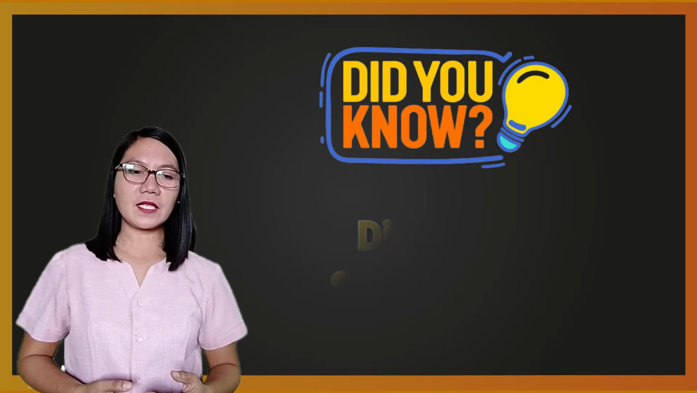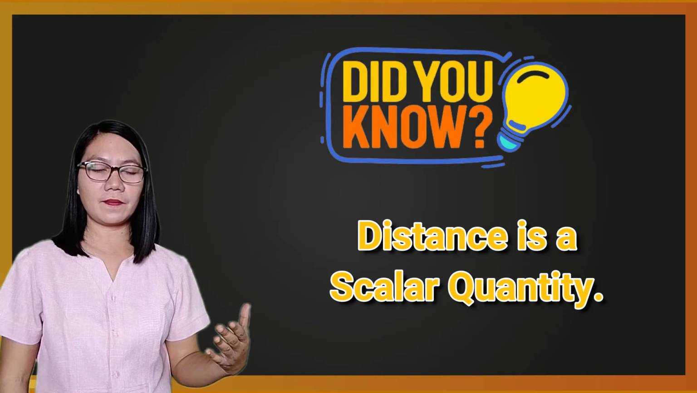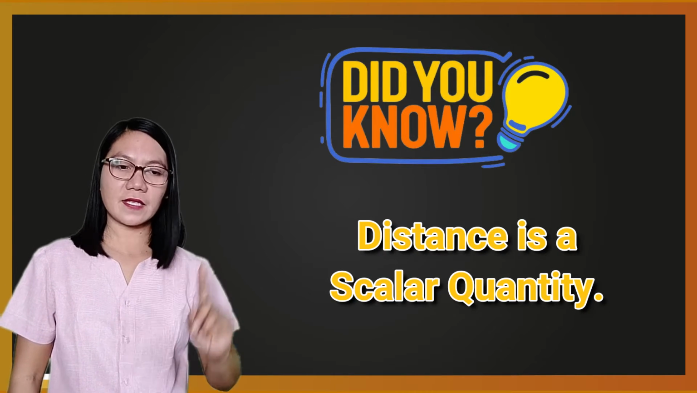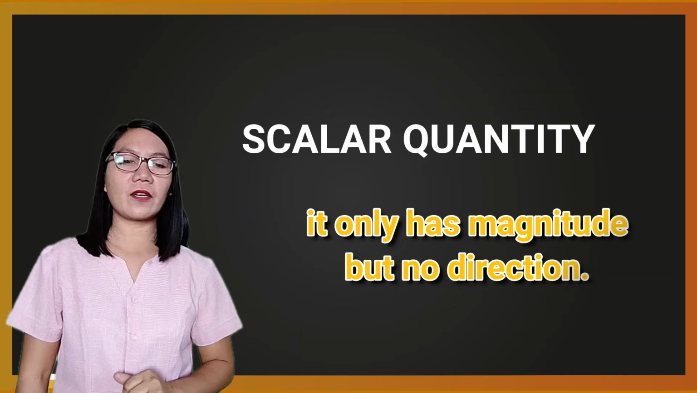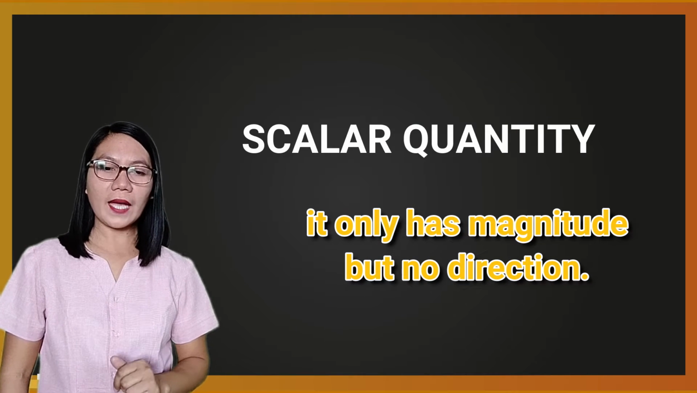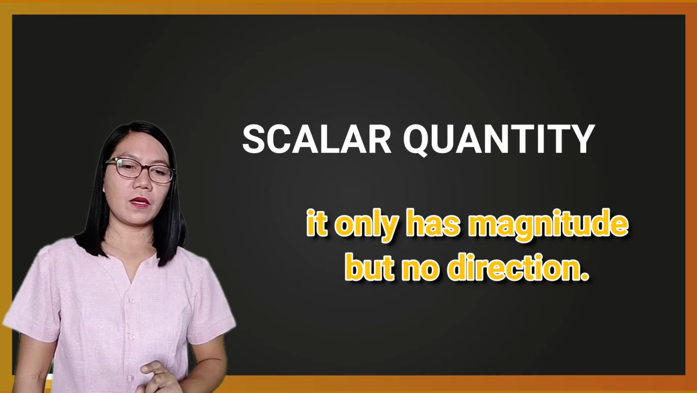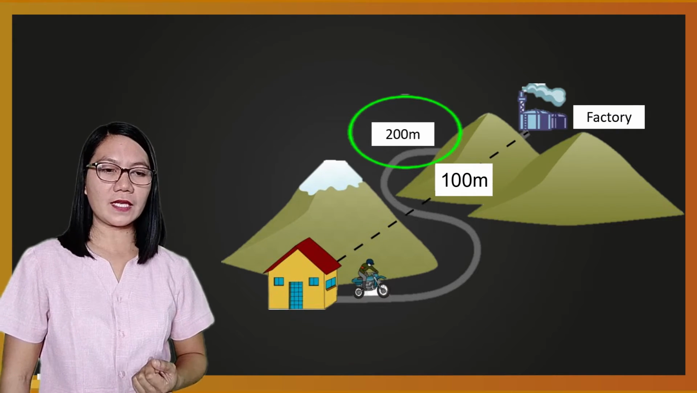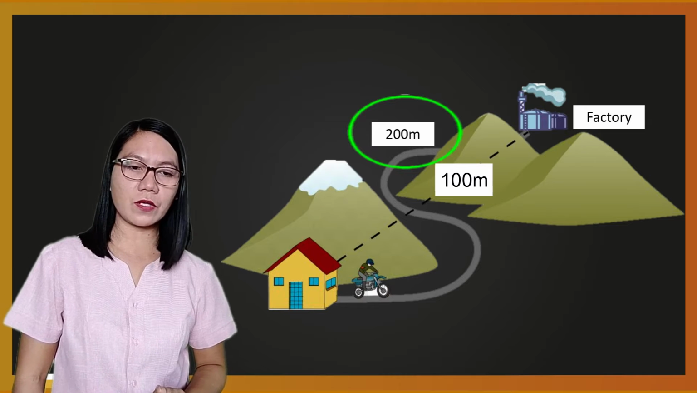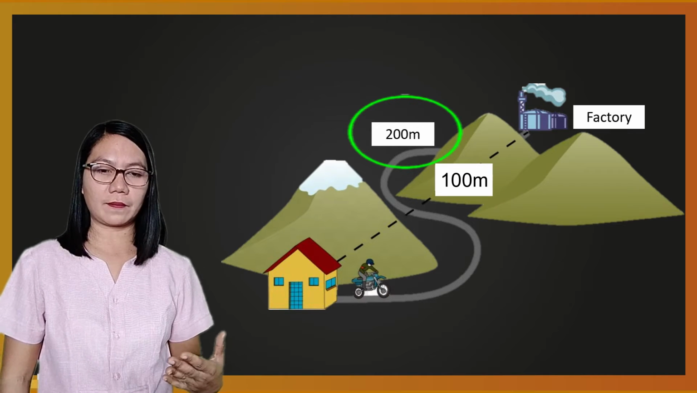Did you know that distance is a scalar quantity? Yes. A scalar quantity only has magnitude but no direction. So, 200 meters is the distance from the man's house to the factory.